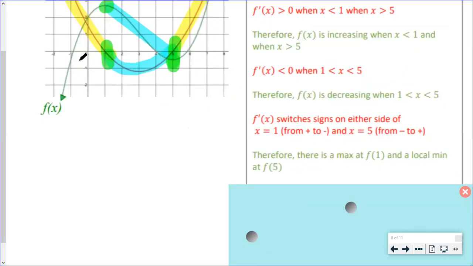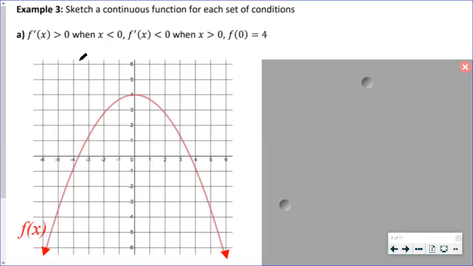Okay, so we are going to look at 2 more graphs before we go back to a chart and a possible application problem. This is something that would be on a typical Mary Ward test. Sketch a continuous function for each set of conditions. So you would have had a blank grid paper here. The red is my actual answer.